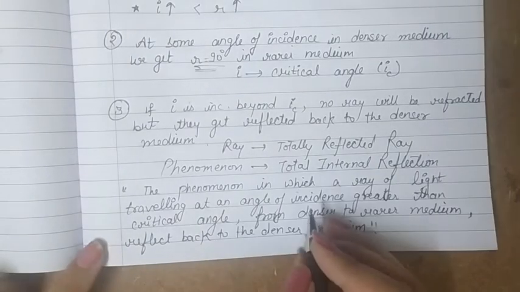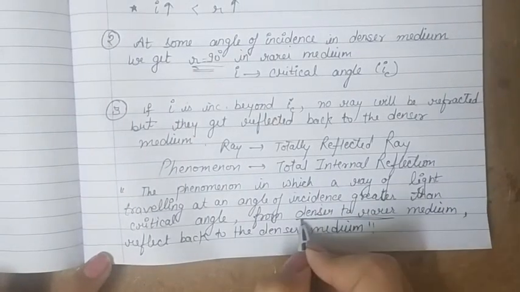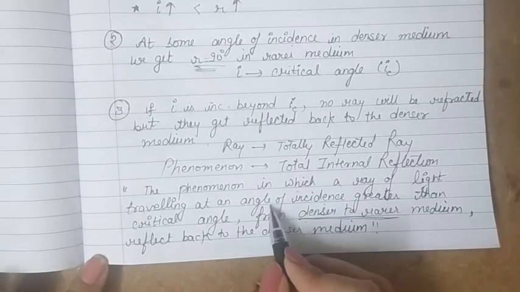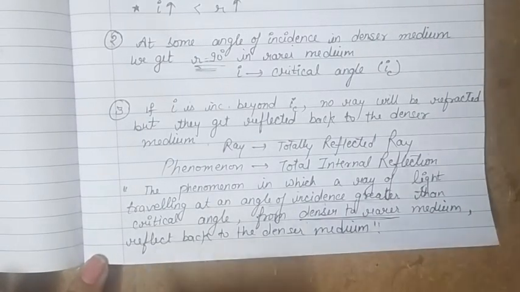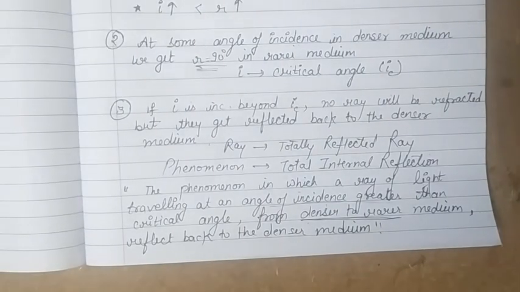Now these necessary conditions are also mentioned here. First, light should be passing from a denser to a rarer medium. This is the first condition, and the second condition is that the angle of incidence must be greater than the critical angle. So these are the necessary conditions. If these two conditions exist, only then is the phenomenon of total internal reflection possible.